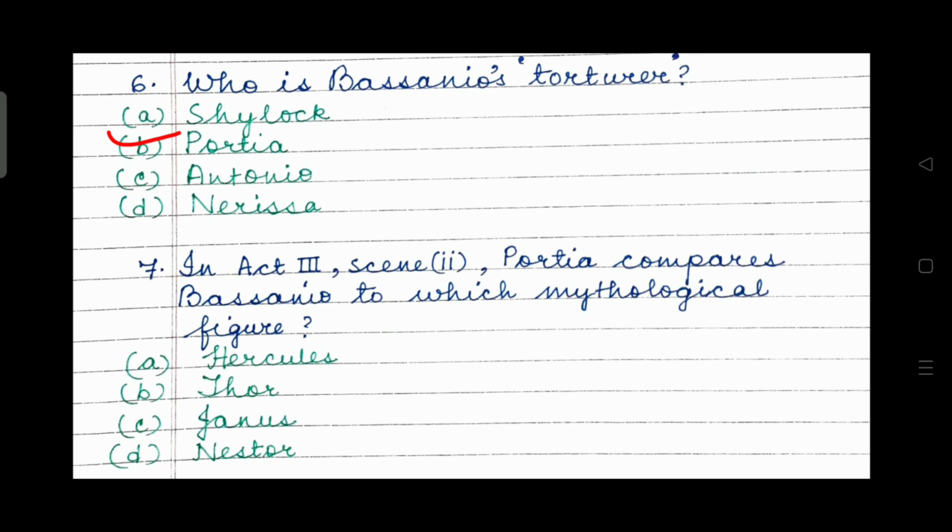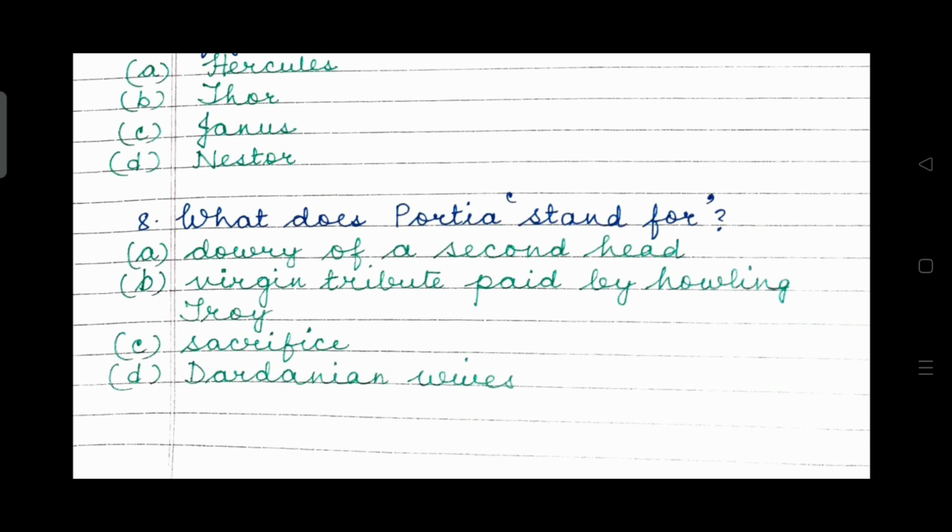Question 7. In Act 3, Scene 2, Portia compares Bassanio to which mythological figure? Hercules, Thor, Janus or Nestor? It's option A, Hercules. Go Hercules. "Live thou. I live with much, much more dismay I view the fight than thou that makest the fray." What does Portia stand for?